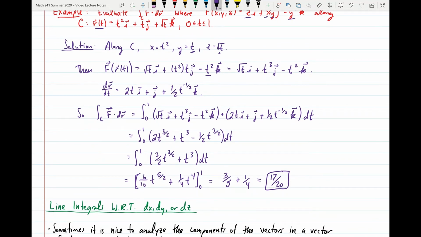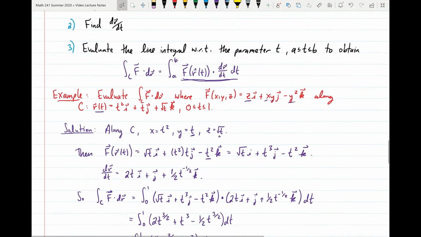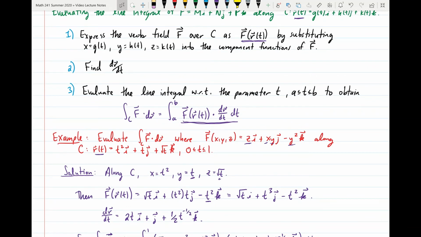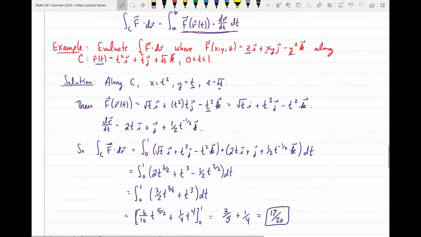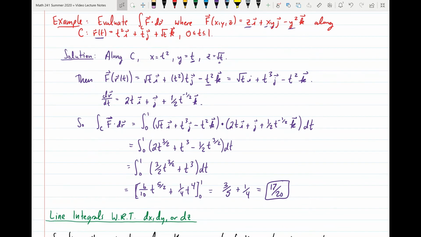And then we can simplify a little bit, so we get that F(r(t)) is equal to √t i + t³ j - t² k. So this completes the first step of our process outlined above. And now we move on to the second step, calculating dr/dt. So we just take the derivative of our vector valued function r(t), and this will give us 2t i + j + (1/2)t^(-1/2) k.